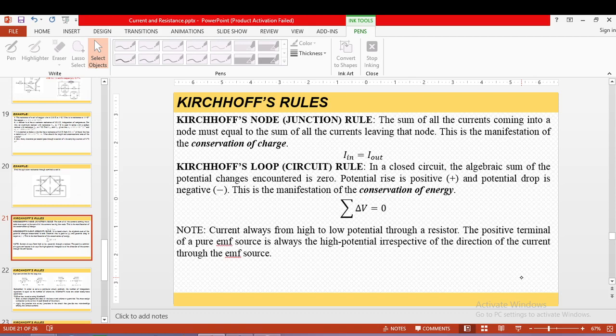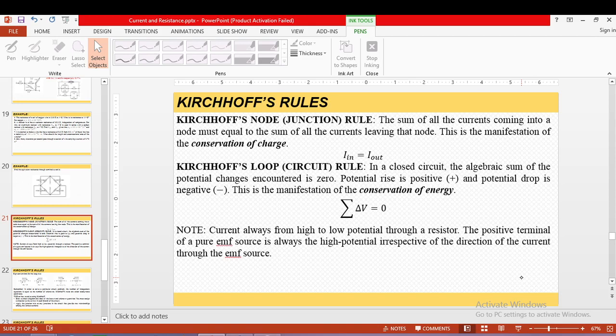So anyway, there are two rules for Kirchhoff's rule. We have the junction rule and the loop rule. According to the junction rule, the sum of all the currents coming into a junction or a node must equal the sum of all the currents leaving that node. So this is actually the manifestation of conservation of charge.